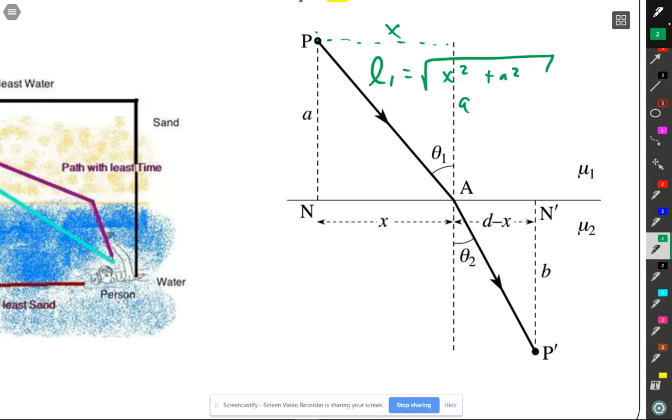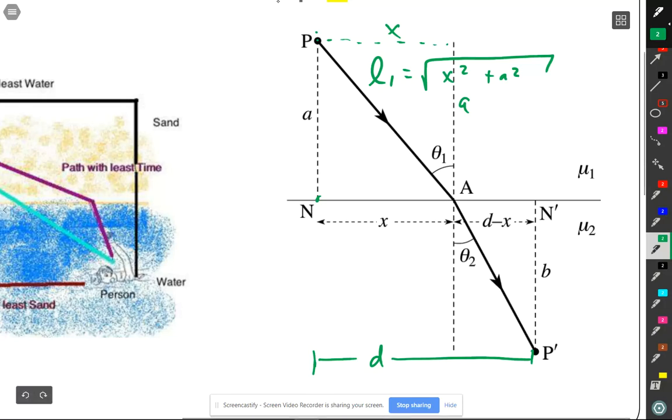Now, in the setup, it's a distance d parallel to the interface going between P and P prime. So this distance from here to here is d. And it's a distance A normal to the interface from P to the interface, and a distance B normal to the interface from the interface to P prime. So we have those as fixed parameters of where P and P prime are. So A, D, and B are all constants.